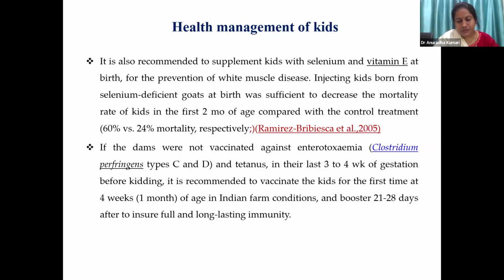Along with the different health management tips that we have discussed till now, kids can also be supplemented with selenium or vitamin E to prevent white muscle disease. It is mainly important in kids who are born from a selenium deficient goat. If the dam is not vaccinated for enterotoxemia and tetanus during the last stage of pregnancy, it is better to vaccinate the kid for the first time at 4 weeks of age under Indian farm conditions and a booster dose after 21 to 28 days to provide full immunity to the kid against these important infectious diseases.